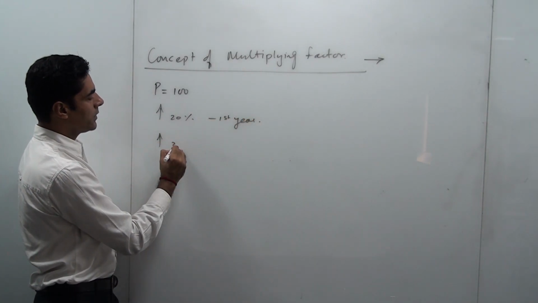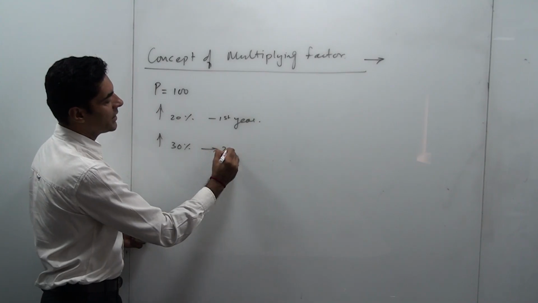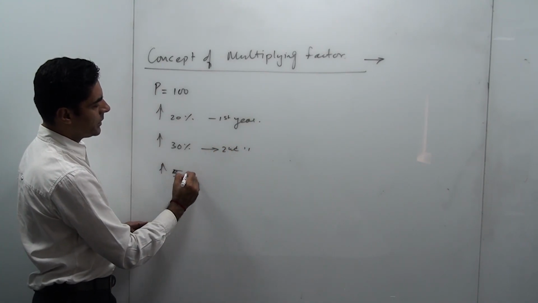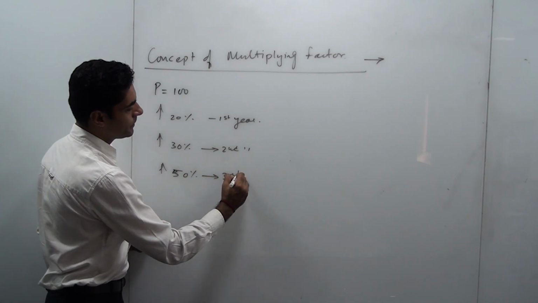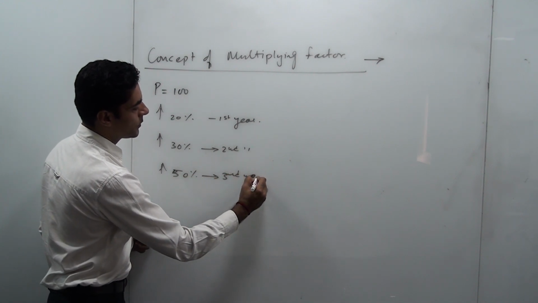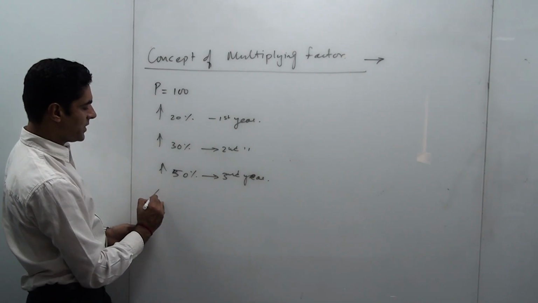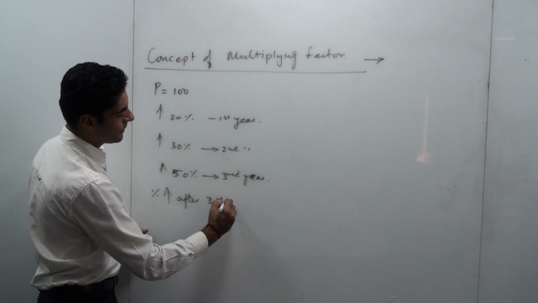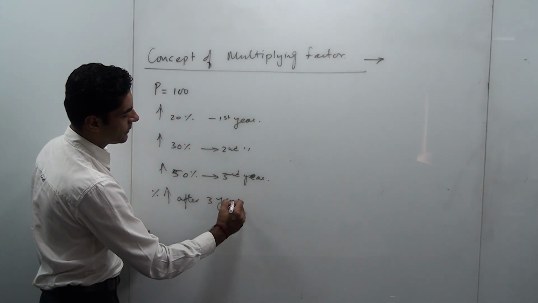There's an increase of 30% in the population in the second year, and then there's an increase of, let's say, 50% in the third year. So the question is, what is the percentage increase after 3 years? Let's say if I want to do it directly.